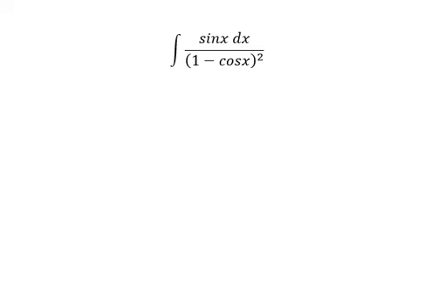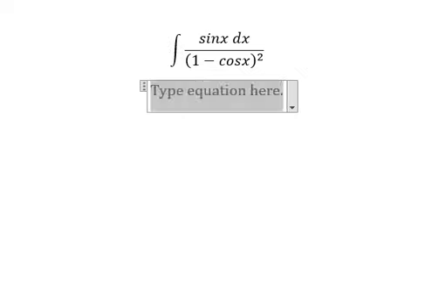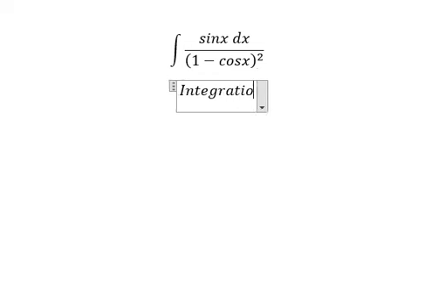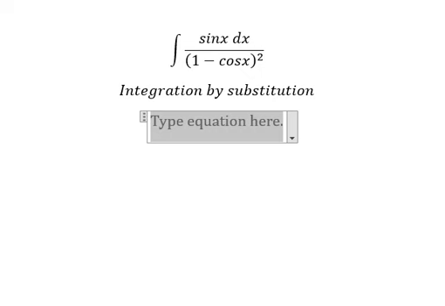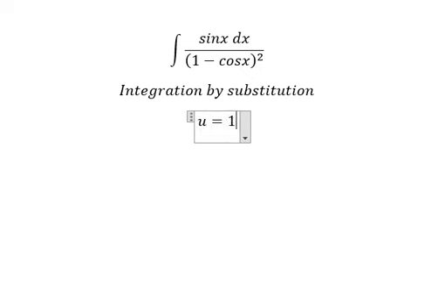So today I will show you how to answer this one. We can use integration by substitution. I will put u equals 1 minus cosine x. Later, we need to first take the derivative of both sides.